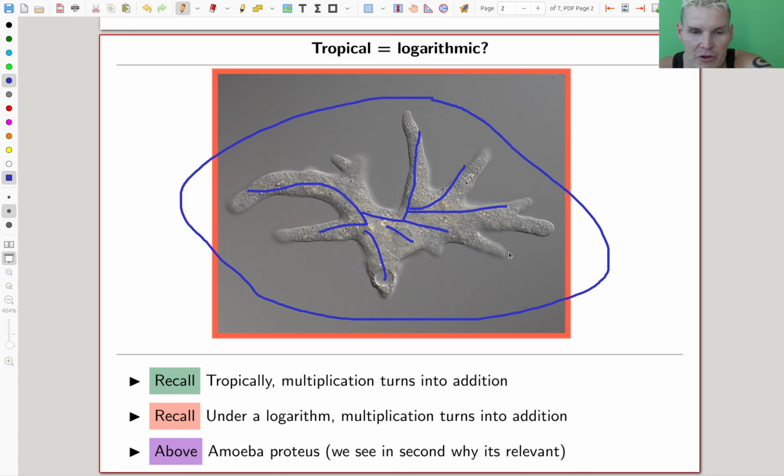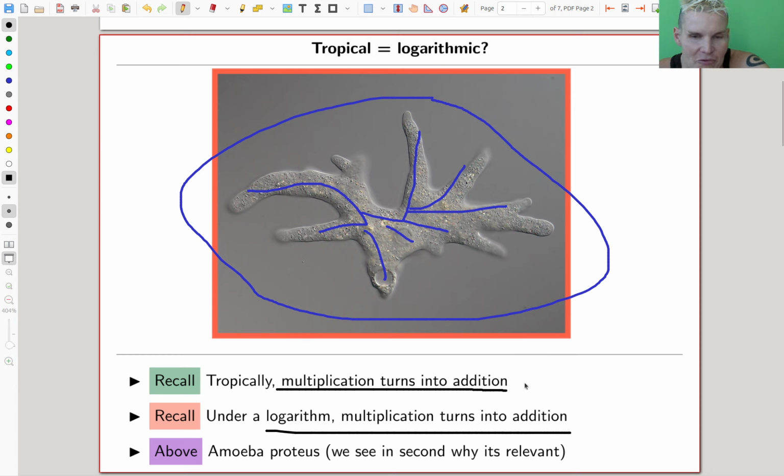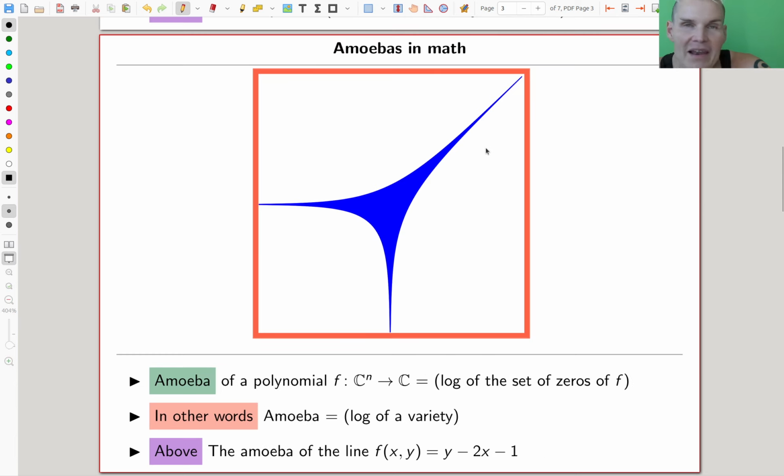For now, just recall that tropically, we always turn multiplication into addition. But that's essentially the whole point of a logarithm: the logarithm turns multiplication into addition. So there should be some relation between tropical geometry and logarithms, essentially. And we'll see how that goes. It's a lot of fun, so stay with me for a little bit longer.